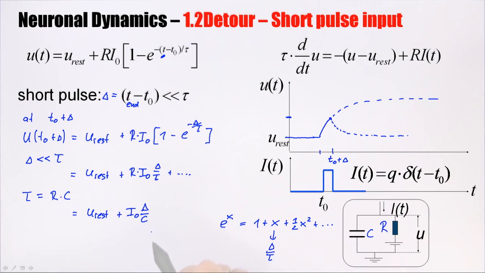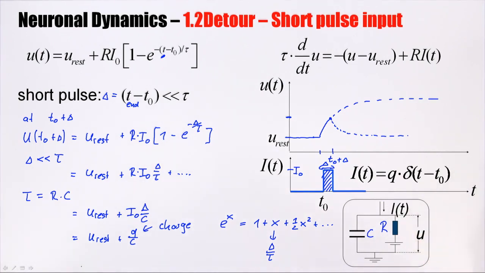Now, what does this tell us? Well, I've here the capacity C, I've here my current I0. This current I0 is applied for duration delta. That's the duration delta. Therefore, I0 times delta is the surface under the pulse, or the charge. I can write this as u rest plus q over c, where q is the charge deposited by my current pulse.